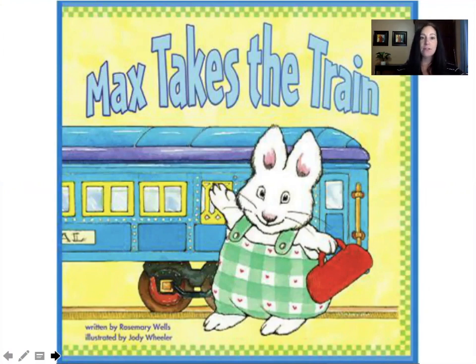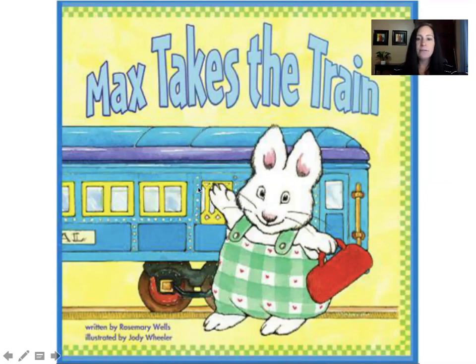The title of our story is Max Takes the Train. It's written by Rosemary Wells and it's illustrated by Jody Wheeler. I remember that the author writes the words to the story. And I also remember that the illustrator illustrates the pictures in the story.